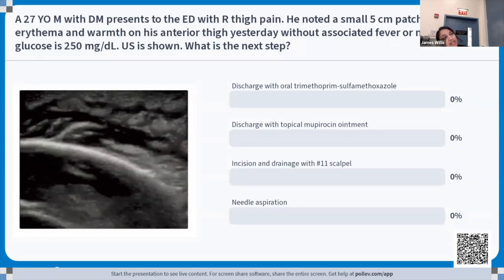So you have a 27-year-old male presenting with right thigh pain. They were noted to have a 5-centimeter patch of erythema and warmth in his anterior thigh yesterday, not associated with fever or nausea. Their glucose is 250. This is the ultrasound. What's the next step?